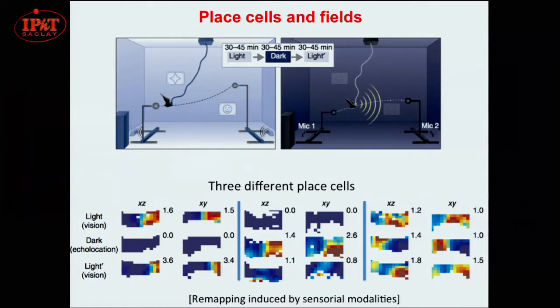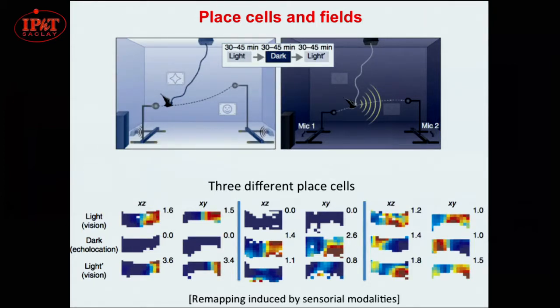Here they look at one species of bats which has very good sight. Usually we think of bats as animals which are not able to see, but that's not true. Some species actually have very good view and very good sight, so they can use visual inputs in order to move without any difficulty. And of course, they also have echolocation, so they can also use sounds in order to know where they are in space.